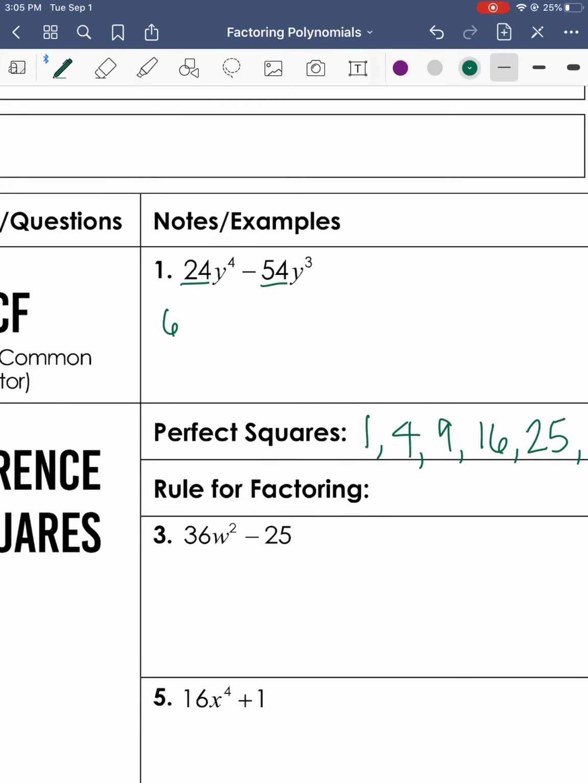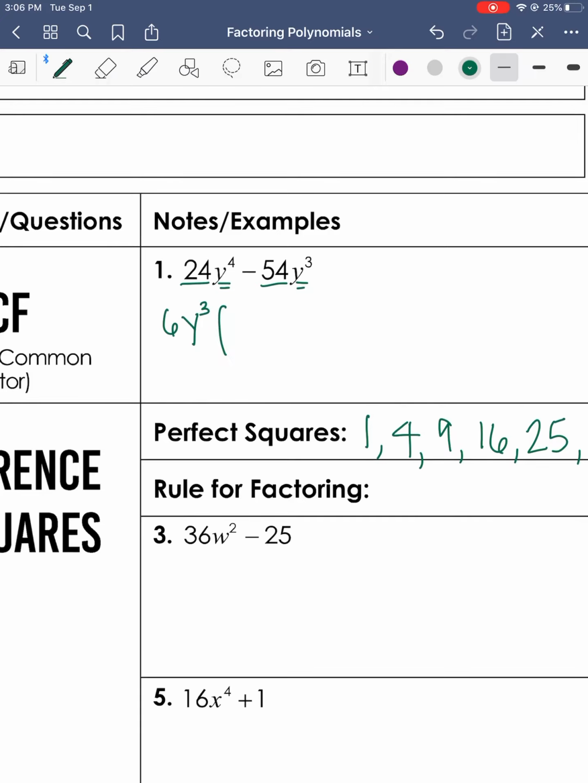So we'll factor out a 6 from the constants, and then let's look at the variables here, y to the 4th and y to the 3rd. The greatest common factor between variables with the same base is just going to be the same base with the lowest exponent, the smallest exponent. So between 3 and 4, it's going to be 3. So that's what we're factoring out. 6y cubed is going to be the greatest common factor between these two. And let's see what's left.